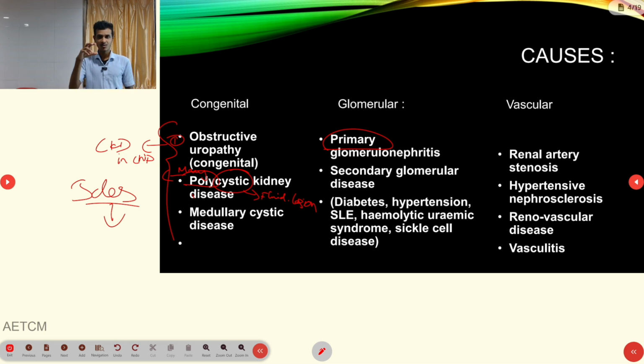Here we are not only indicating the kidney; various structures like the glomeruli can be affected, or your blood vessels, or the nephrons. So nephrosclerosis includes all the structures of your kidney. Because of hypertension, if the vessels, glomeruli, nephrons or kidney get hardened, that is called hypertensive nephrosclerosis. Renovascular disease and vasculitis are also common causes.